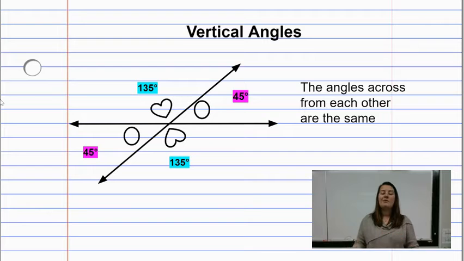Now, going back to last week, you guys talked about supplementary angles. If I add 135 degrees and 45 degrees, what do they add up to? They add up to 180 degrees, which means those angles on this line that make this straight line right here, they are supplementary.